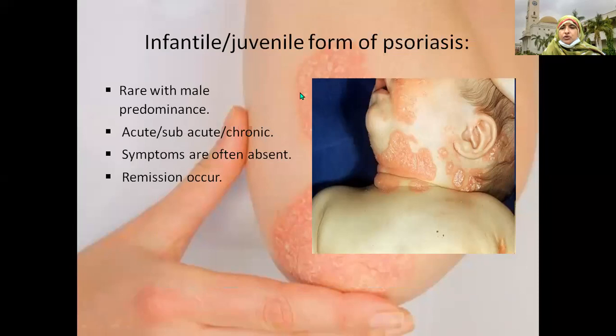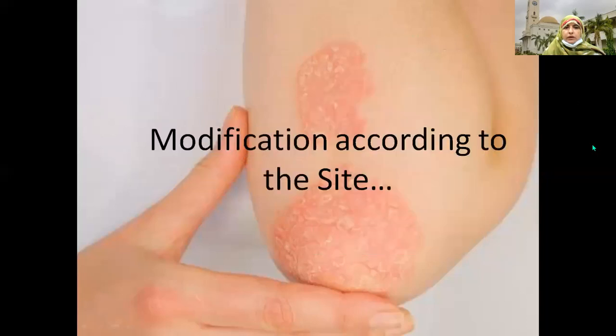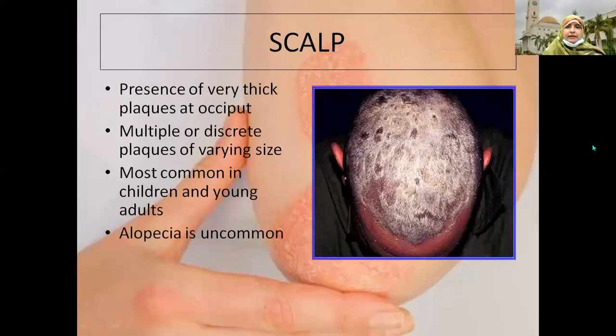It was erythrodermic psoriasis type. The acute, subacute or chronic forms may be there, and symptoms are often present, and usually remission occurs. Then modification according to the site. There may be involvement of the scalp only. There are very thick plaques at the occipital area, or there may be multiple or discrete plaques of variable sizes all over the scalp. It's most common in children and young adults. However, alopecia, that is loss of hair, does not occur.